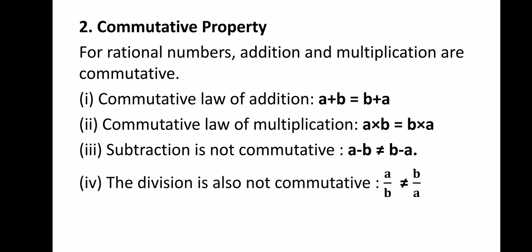Next, division is also not commutative. If you divide two rational numbers, and on the right hand side you interchange the position of those two rational numbers, the result will not be the same. So division is also not commutative for rational numbers.